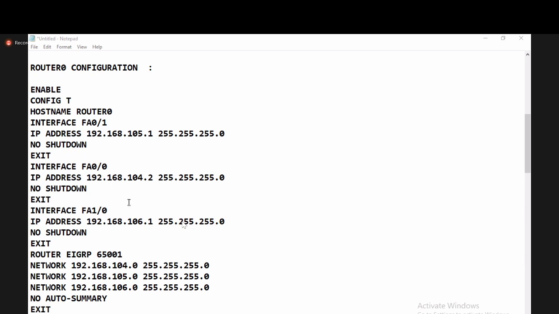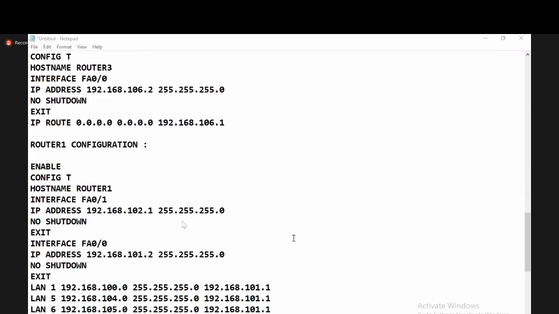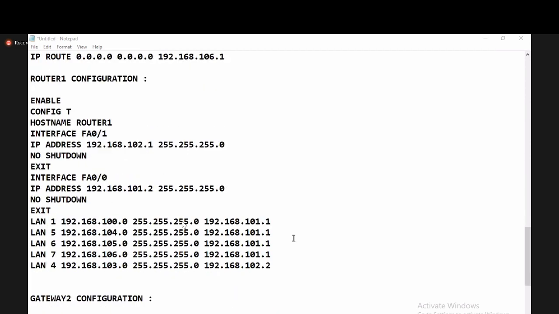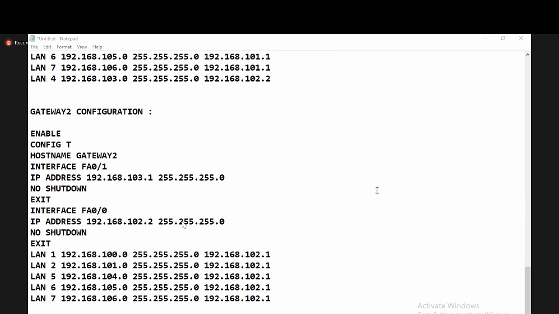Taken, sir, screenshot. Yes, taken. राउटर 2 और राउटर 3, yes, taken. ठीक है। उसके बाद राउटर 1, yes sir, और गेटवे 2, लास्ट राउटर, taken sir.